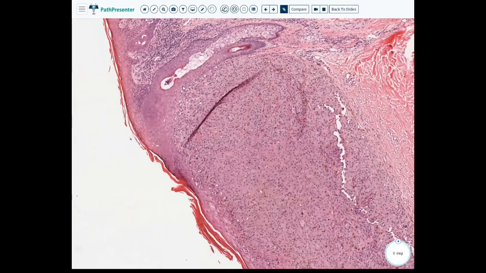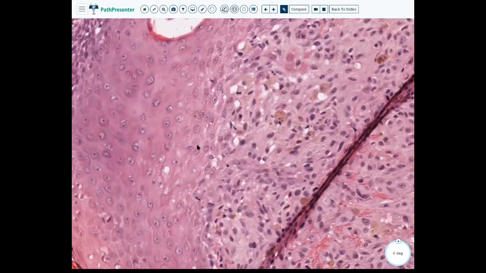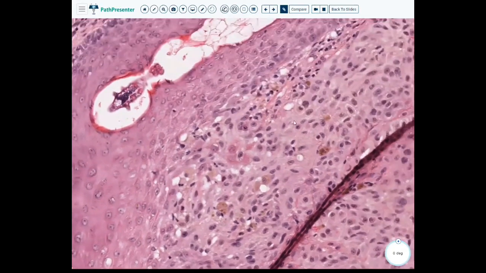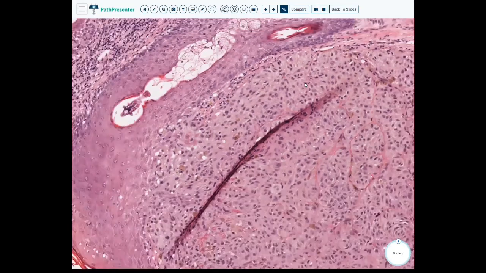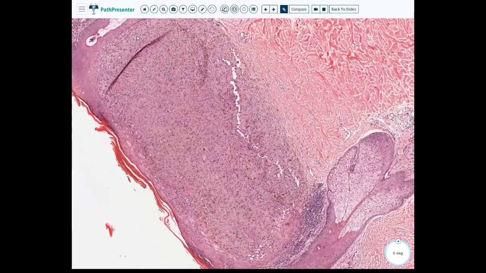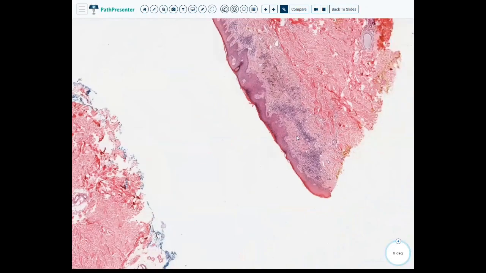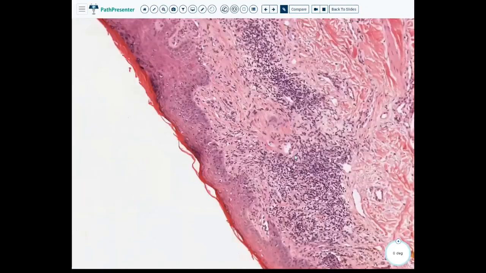Okay, like if we go over here, we can still make out that there's definite cell borders. You can see the spinous processes between the keratinocytes. Okay, so we have this nodular melanoma, we have invasive squamous, and just for funsies, let's see what's over here.